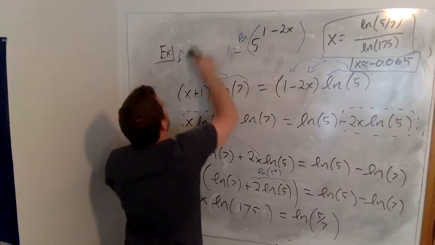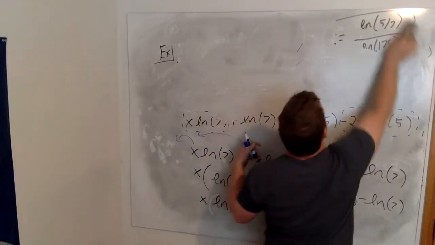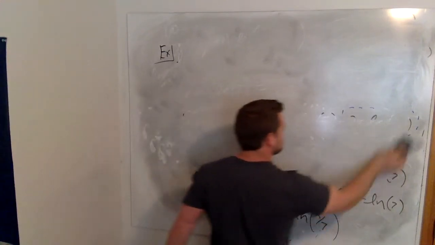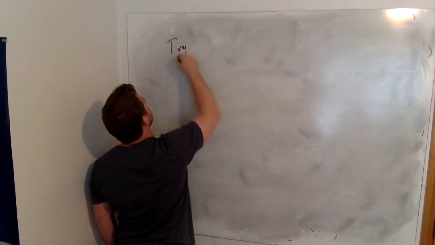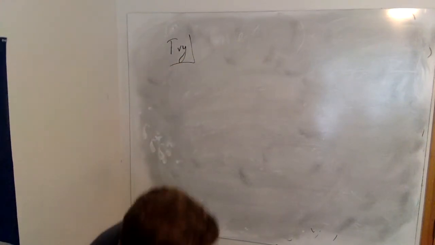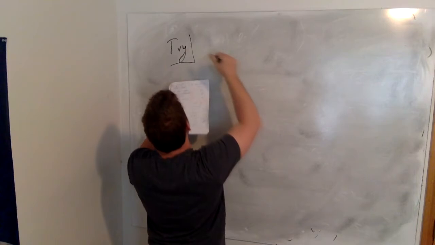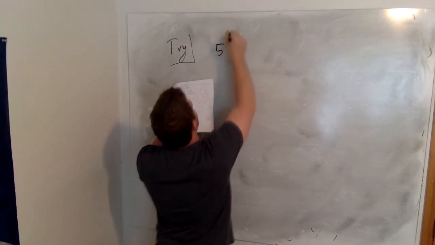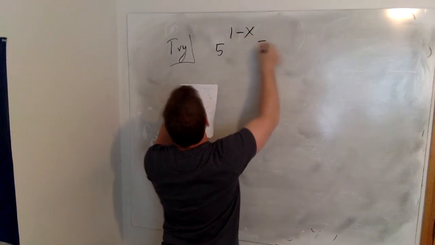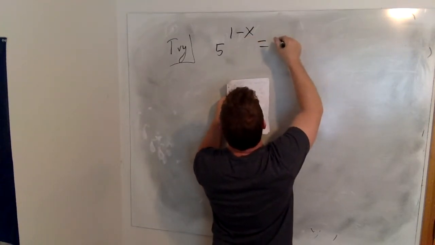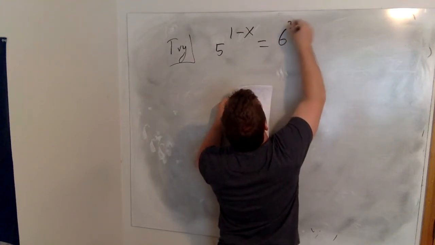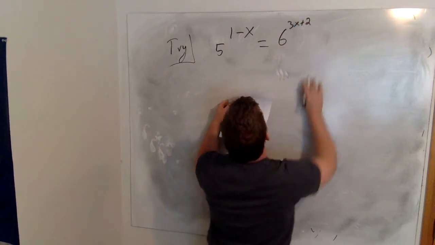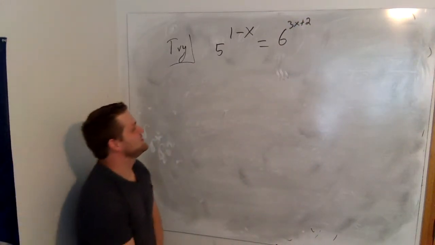Let's have you try one in this flavor. Okay. This is a try problem. Let's say we want to solve 5 to the power of 1 minus x is equal to 6 to the 3x plus 2. Go ahead and pause the video and try to solve this exponential equation.